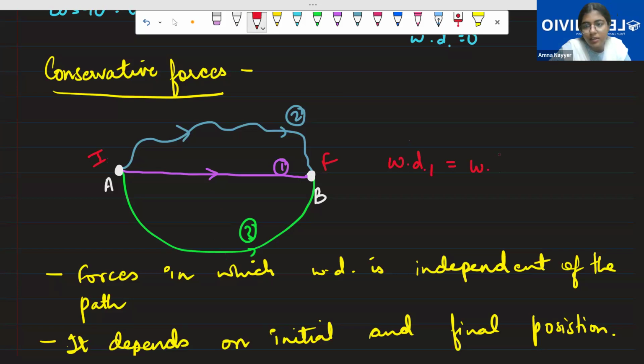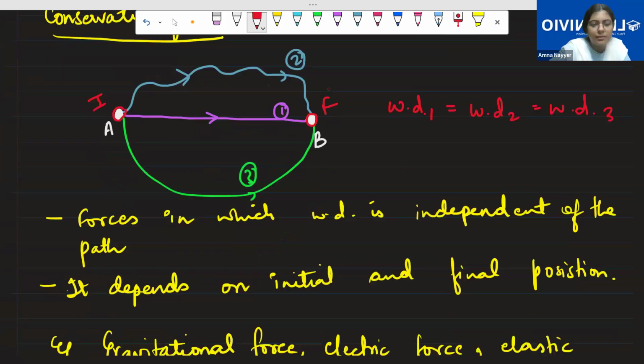Work done 1 is equal to work done 2 is equal to work done 3. That is what is meant by a conservative force. These kinds of forces just depend on the initial and the final point and not the path traveled by the object. These are called conservative forces, and potential energy is based only on conservative forces. It is valid for them only.